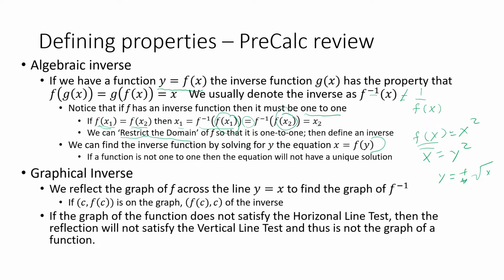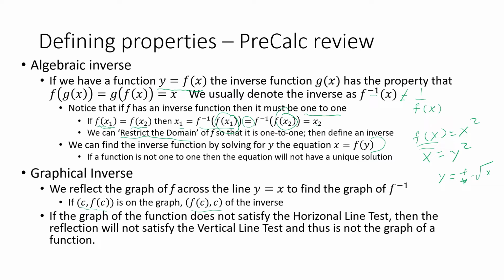Now we can also talk about the graphical inverse. If you draw a graph of the function, then you can reflect the graph across the line y equals x to find the graph of the inverse. Point by point, that just means you're going to flip the order of the points. If you had c comma f of c on the graph of the function, then flip it, f of c comma c is on the graph of the inverse.